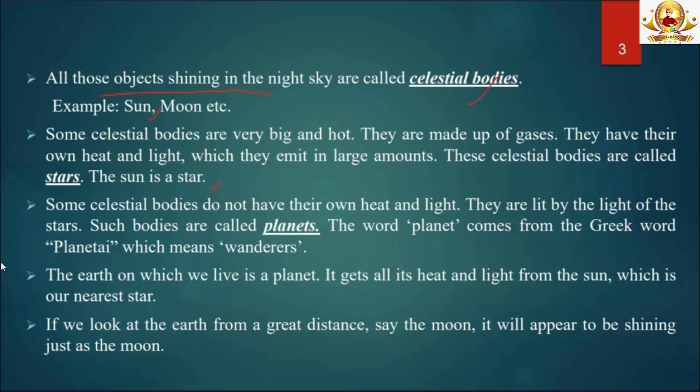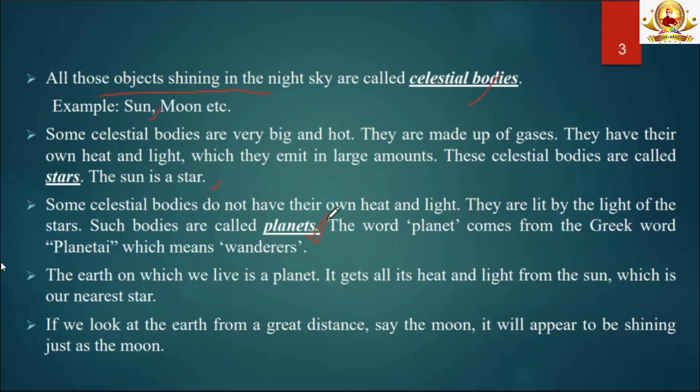They appear to glow, or appear brighter in space when we see them from another place, because of the light of some other stars, some other celestial body. Such celestial bodies will be called planets. Now let's understand the meaning of the word planet.